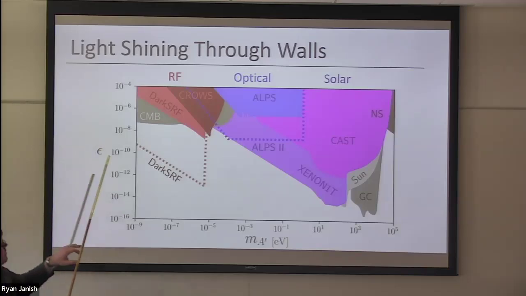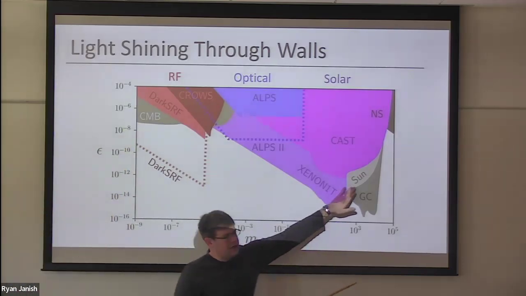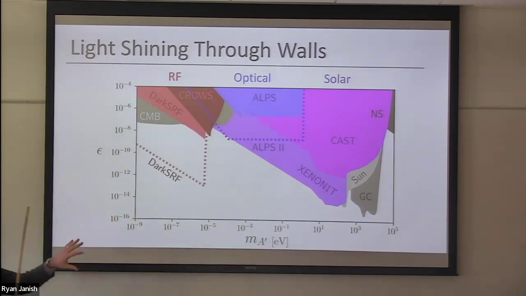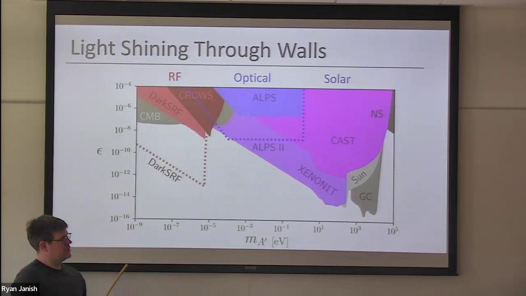But like, the CMB, this is understood, but the solar cooling one, that's this here. I colored this such that things that could be understood as light shining through walls are in the colors, and the grays are other types of bounds. Okay. But for the sun, the light shining through walls limit is stronger than the cooling limits. Okay, good.